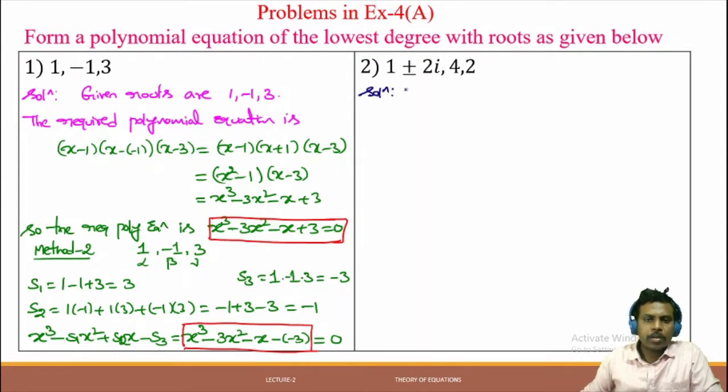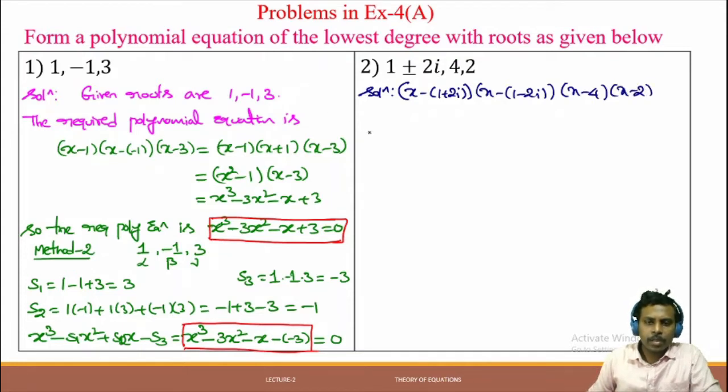What is the solution? Solution is x minus of 1 plus 2i, this is one term, x minus of 1 minus 2i into x minus 4 into x minus 2. Okay, so this is the required equation. Now you know how to expand it with the help of already how to expand the product of these two terms we have seen in the quadratic equation.